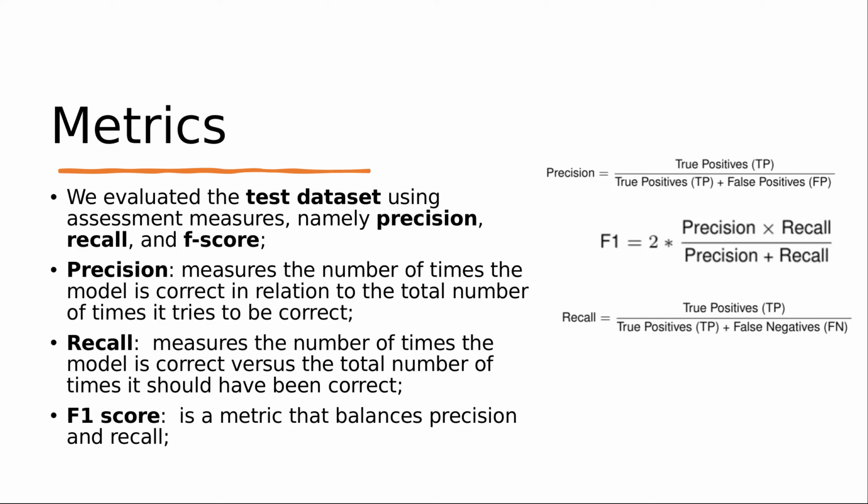To evaluate our results, we use the precision, recall, and F1 score metrics. The precision metric counts how many times the model is correct in comparison to how many times it tried to be correct. The recall metric compares the number of correct predictions to the total number of correct predictions. And the F1 score, on the other hand, is a metric that balances the precision and recall.